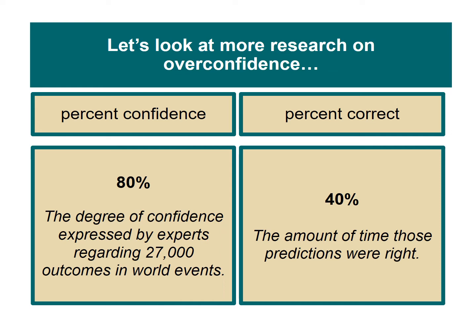So we're going to look at a little bit more research, percent confidence and percent correct. The degree of confidence expressed by experts regarding 27,000 outcomes in world events. That is the 80% of experts expressed confidence regarding 27,000 outcomes in world events. However, the amount of time those predictions that those experts made were correct was only 40%. So overconfidence has a huge impact on our outcomes in world events. But really, only 40% of the time are those predictions correct. So it's really important.